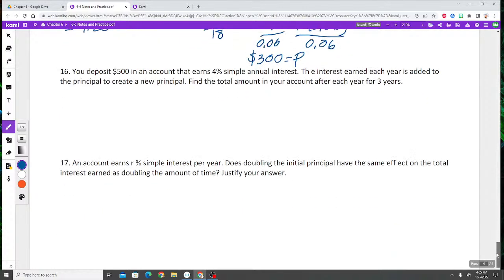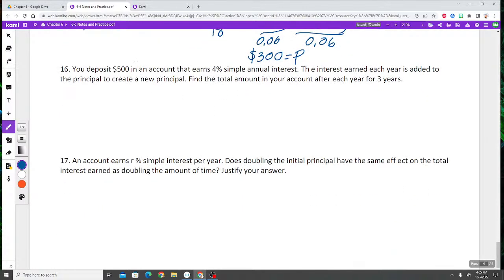Okay, last two. You deposit $500 in an account that earns 4% simple interest. The interest earned each year is added to the principal to create new principal. Find the amount in your account for each year for 3 years. Okay, so this problem gets a little tricky. We got 500 times 4% annual interest, but we just want this for 1 year.